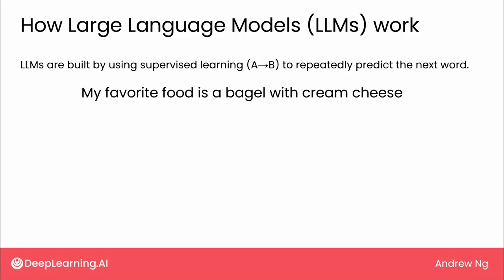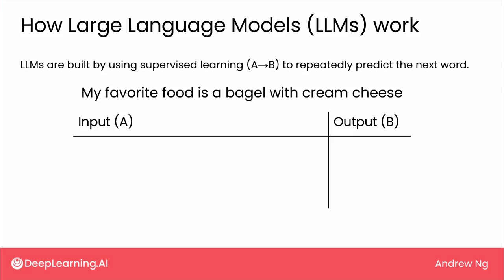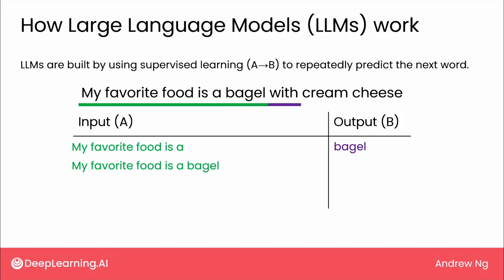For example, if an AI system has read on the internet a sentence like, "My favorite food is a bagel with cream cheese," then this one sentence will be turned into a lot of data points for it to try to learn to predict the next word. Specifically, given this sentence, we now have one data point that says, given the phrase, "my favorite food is a," what do you think is the next word? In this case, the right answer is "bagel." And also, given "my favorite food is a bagel," what do you think is the next word? Is "with," and so on.